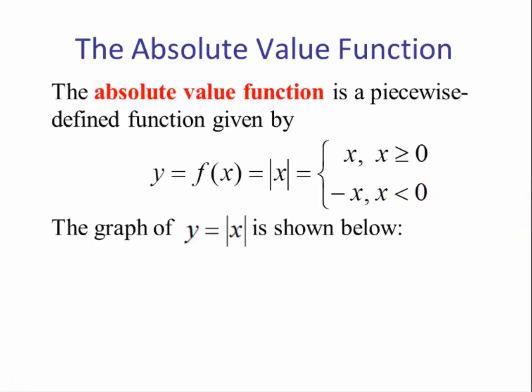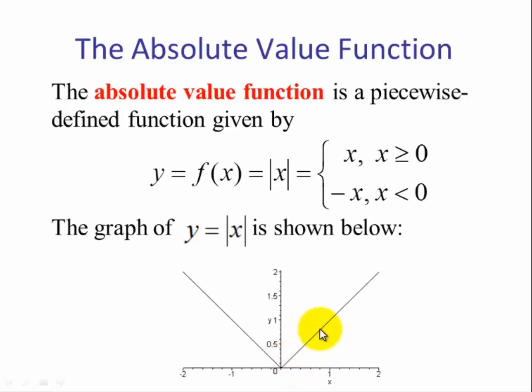The graph of an absolute value function looks like this. So when x is 0 or a positive number, we use this graph, which is x, has a slope of 1, y-intercept of 0, and when our domain is less than 0 or negative numbers, we use negative x, which has a slope of negative 1 and a y-intercept of 0.